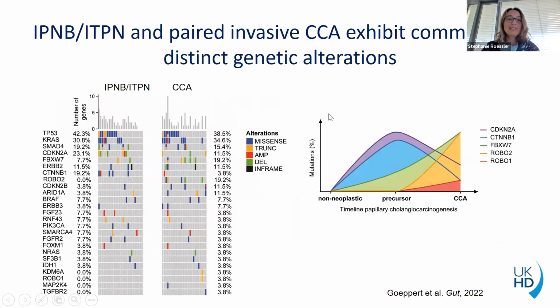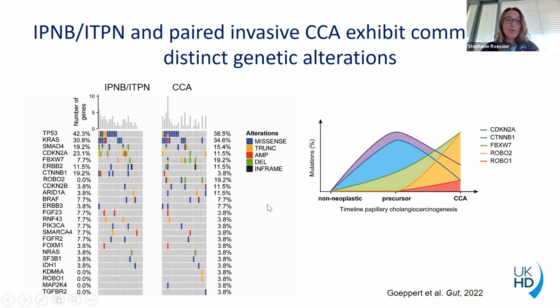In the further analysis, we compared pairwise the IPNB or ITPN with the invasive carcinoma of the same patients. So here in this plot, the patients are ordered in the same order. The order is based on the ITPN or IPNB on the left-hand side, and the invasive carcinoma that is associated is presented in the same order. You can see here that some of the mutations have the same frequency and are identical between IPNB and the invasive carcinoma, like P53 or KRAS mutation.